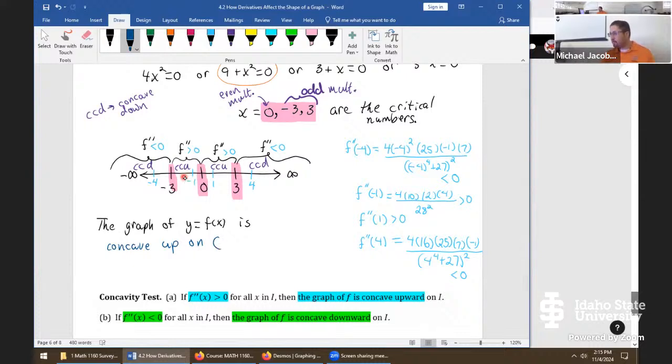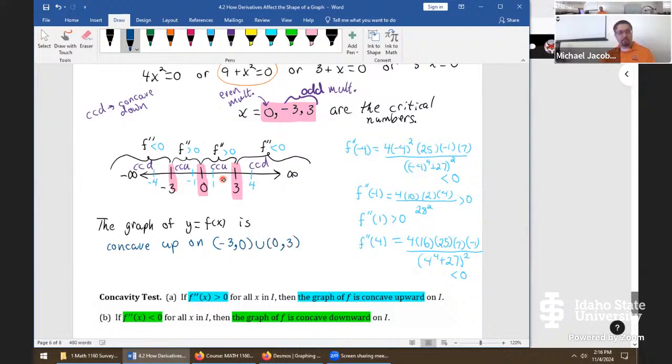The first interval goes from -3 to 0. Notice we have to actually use open parentheses like this. Because at -3, the second derivative is 0, not positive, so there's no concavity when the second derivative is 0. So it only goes from -3 to 0, excluding the boundary points. Then it's concave up again on this new region, so we have to say union 0 to 3.